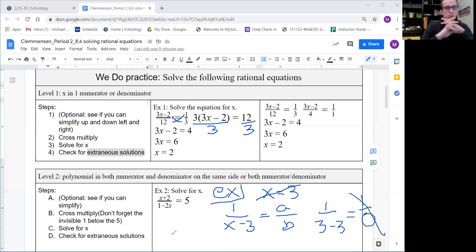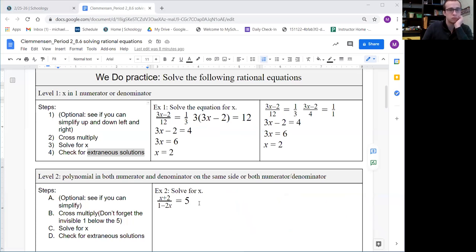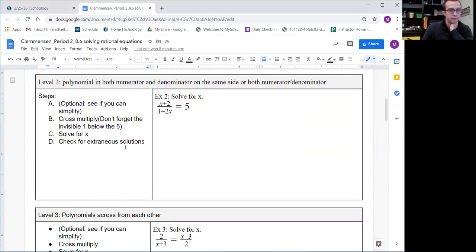All right then, let's move on. I'm going to clear off our screen. We're going to move on to level 2. If you're still a little confused about extraneous solutions, that's fine. We'll have an example of one on level 4, but it might make it more concrete. But for now, let's move on to level 2.